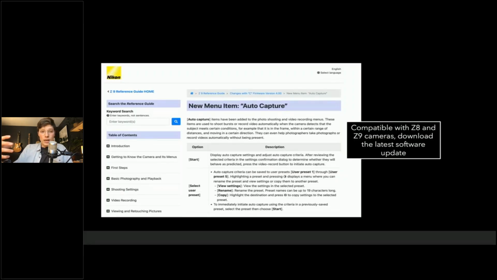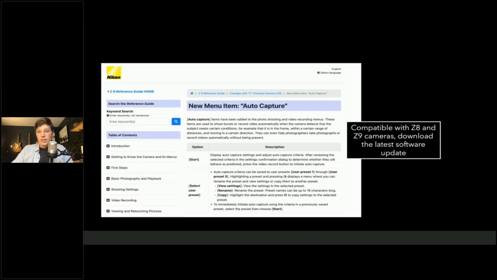Now, the game has changed recently. In particular, I happen to be a Nikon user, and so we're going to talk about some technology that Nikon just released for free if you have a Z8 or a Z9. So my process is really reliant on that. This technology is called auto capture, and it's basically everything that you would be creating and controlling if you had a custom rig like what we were looking at before.